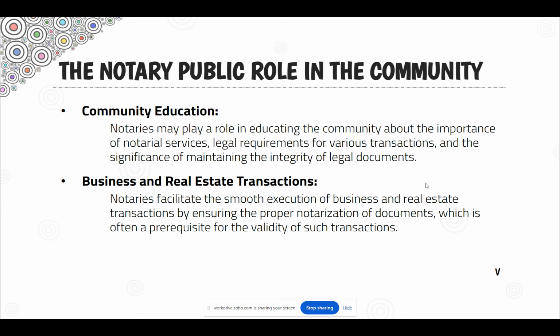Community education. Notaries may play a role in educating the community about the importance of notarial services, legal requirements for various transactions, and the significance of maintaining the integrity of legal documents. Business and real estate transactions. Notaries facilitate the smooth execution of business and real estate transactions by ensuring the proper notarization of documents, which is often a prerequisite for the validity of such transactions.